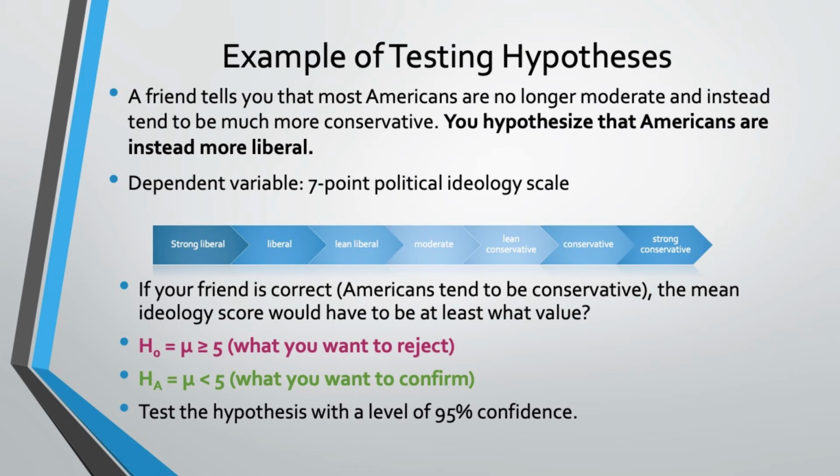We want to show that that mean ideology score is much lower, because that corresponds with our hypothesis, more Americans being liberal. So here we have the alternative hypothesis. We're arguing that mu is actually less than 5. This is what we want to confirm. So in this example, we're going to run through how to test this hypothesis with a 95% confidence level.